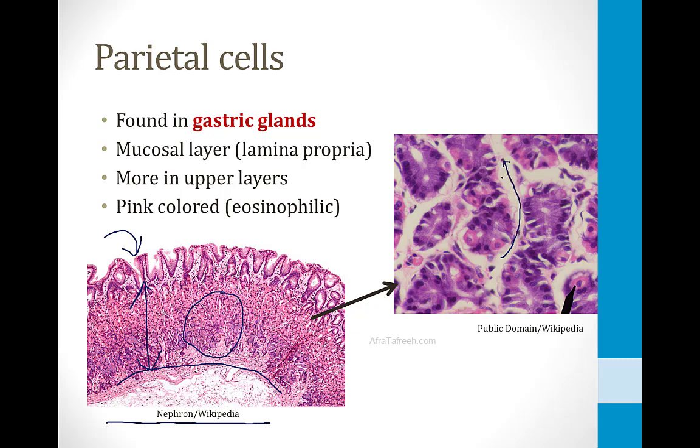The channels are lined by different cell types, and one of these cell types is this pink cell type right here, and that is a parietal cell. Parietal cells are eosinophilic, so they appear pink when you look at them under the microscope. They're found within the gastric glands in the mucosal layer of the stomach, specifically in the lamina propria portion of the mucosal layer. There are more parietal cells in the upper portion of the lamina propria. You can see how there's more pink in this portion of the slide than down at the bottom where there's less pink and more purple.